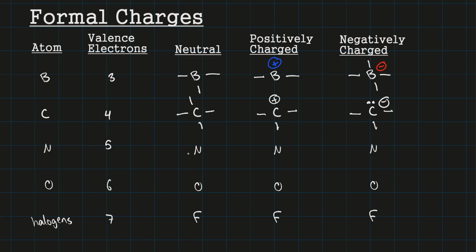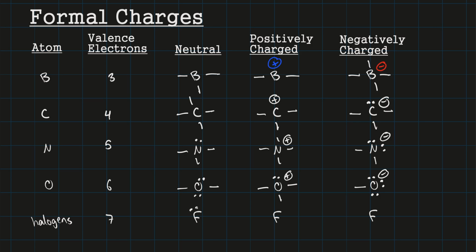Now with nitrogen, neutral is 3 bonds and a lone pair. Positively charged is usually 4 bonds, and that gives it a positive charge right there. And when it's negatively charged, it usually has 2 lone pairs. With oxygen, we have 2 bonds, 2 lone pairs. When it's positively charged, it's sharing one of those lone pairs and now has 3 bonds and a lone pair. And then when it's negatively charged, it actually has 3 lone pairs. And so this is what negatively charged oxygen looks like.